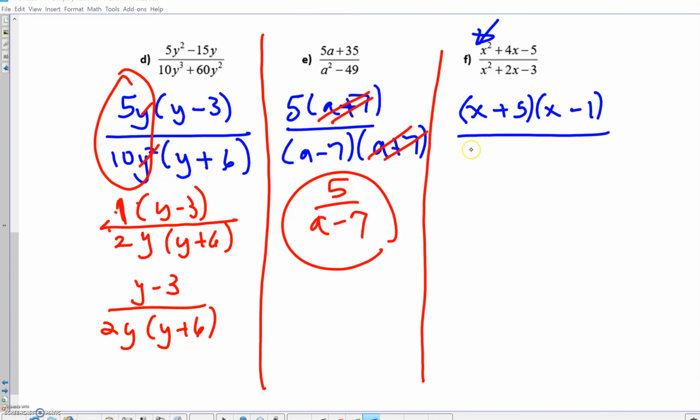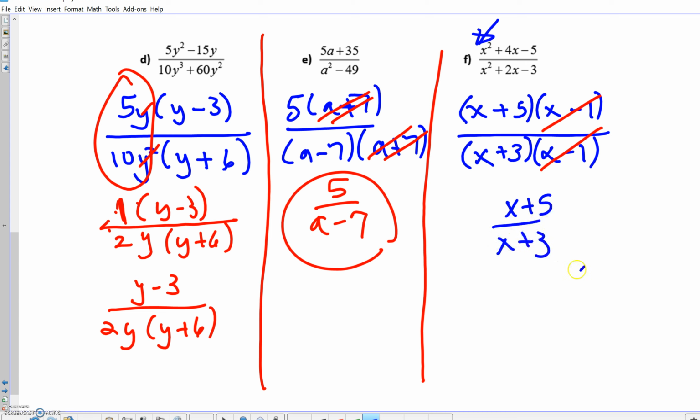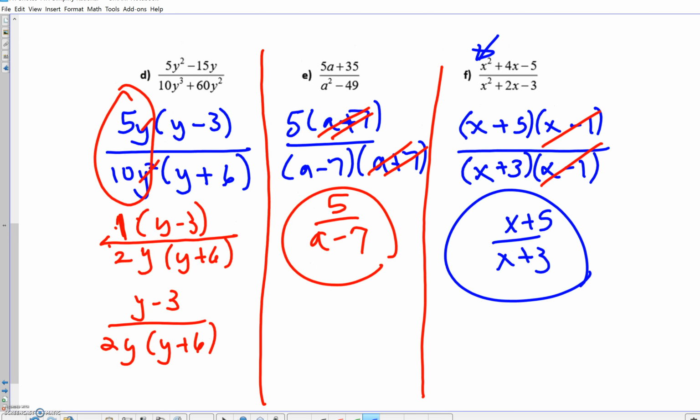Denominator, again, we'll do this. So two numbers that multiply to be -3 and add to be 2 would be +3 and -1. And then again, it's x times x in the front. Now, what do we have in common for this one? The x minus 1s are the same. So there's my 1. We'll make a 1, and that's going to leave me with x plus 5 over x plus 3 for that answer. So we'll finish up the notes on the next video.